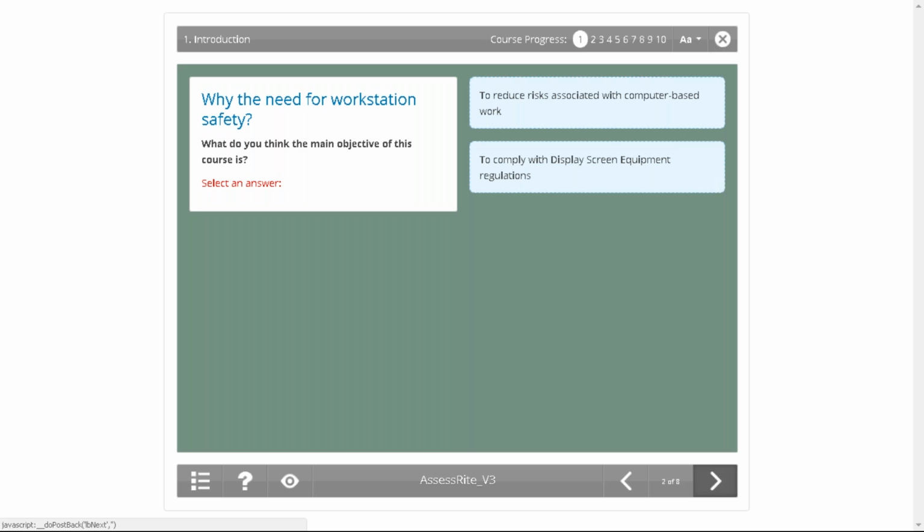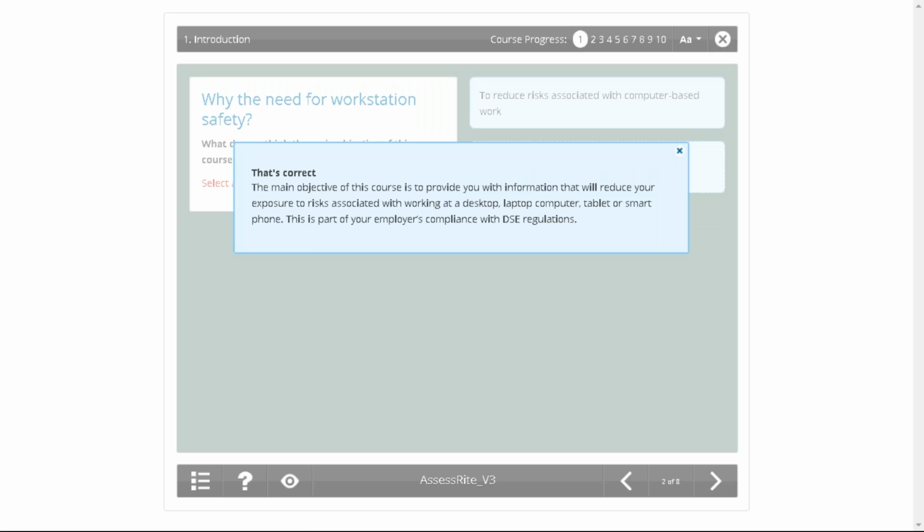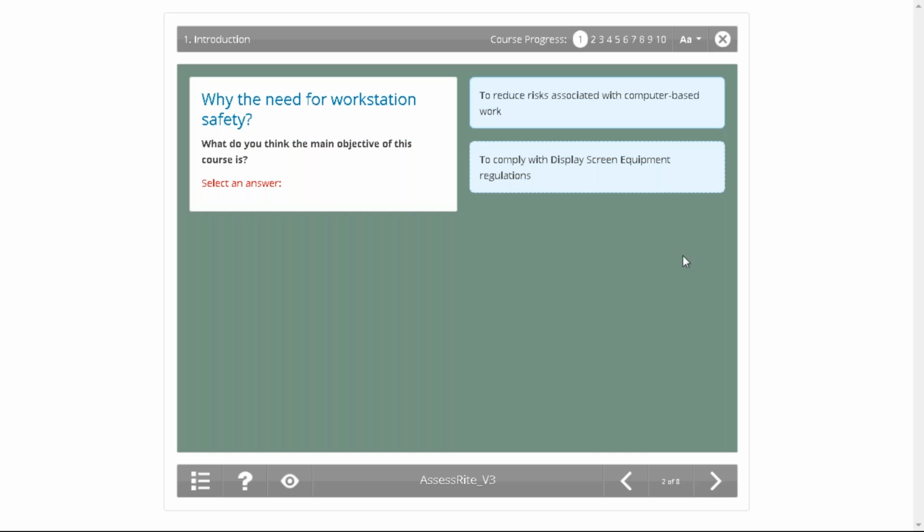Oh, well, it's almost both, I'd say. I mean, I guess the primary reason for buying it for some people will be to comply with the regulations, but on the other hand, an added benefit is that we're reducing the associated risk. That's the major benefit, I reckon. Exactly. We're not just about ticking boxes. That's correct. The main objective of this course is to provide you with information that will reduce your exposure to risks associated with working at a desktop, laptop computer, tablet, or smartphone. This is part of your employer's compliance with DSE regulations.